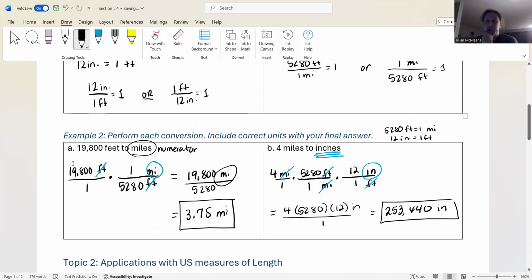Make sure you understand this general process of dimensional analysis. And the big thing with dimensional analysis is if you know how to create the unit fraction, you just need to know which unit goes where so that things cancel properly. Okay.